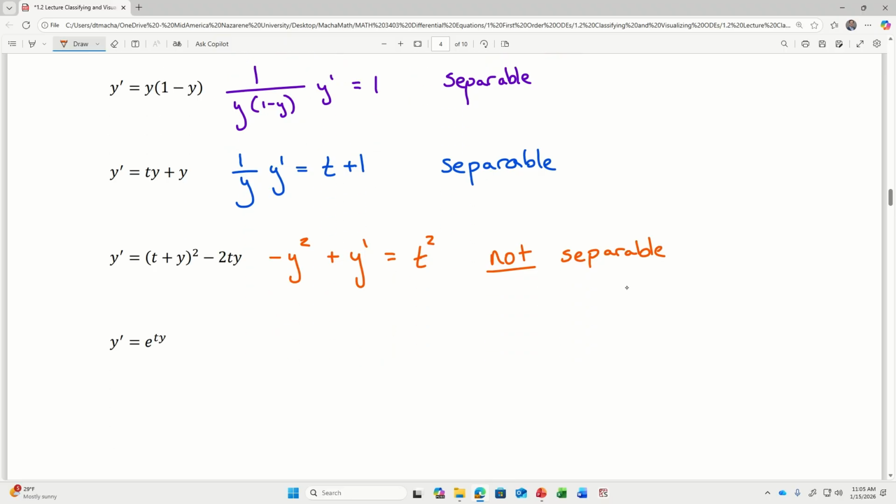What about y prime equals e to the ty? Is that separable? Connor, I see you nodding your head. How do I separate this so it looks like a function of only y times y prime equals a function of only t?